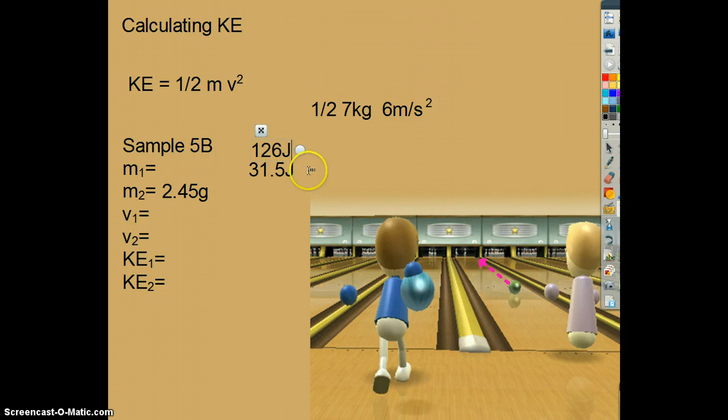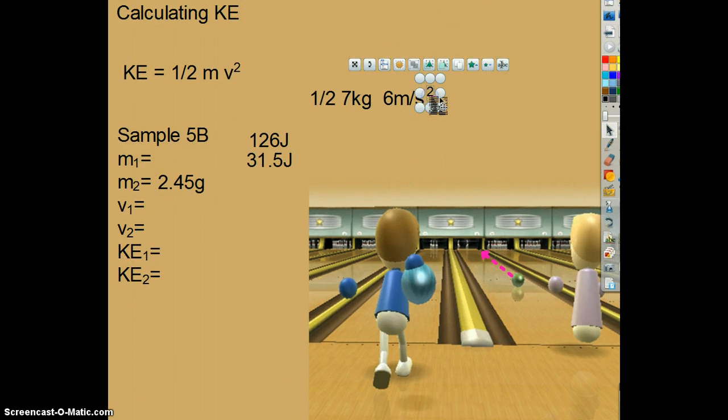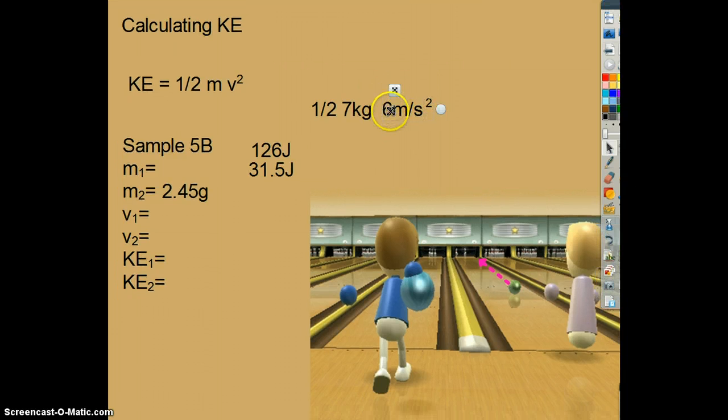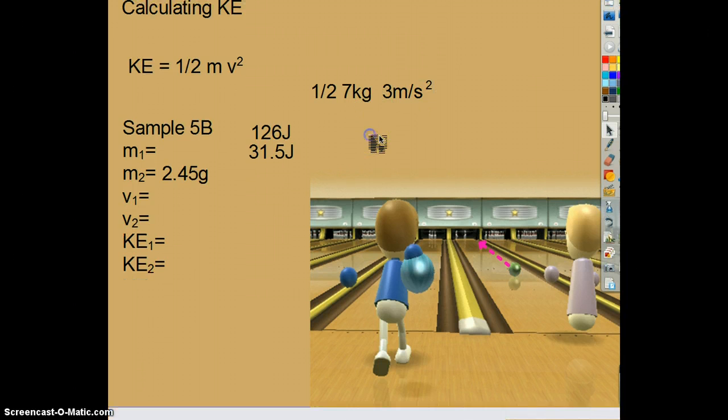Hopefully your calculator showed you, when you divide 126 by 31.5, that the energy was 4 times bigger. This is because of the squared. It's because of that squared right there. Anything you do to the velocity squares the energy. Well, let's bring the speed back down to 3.